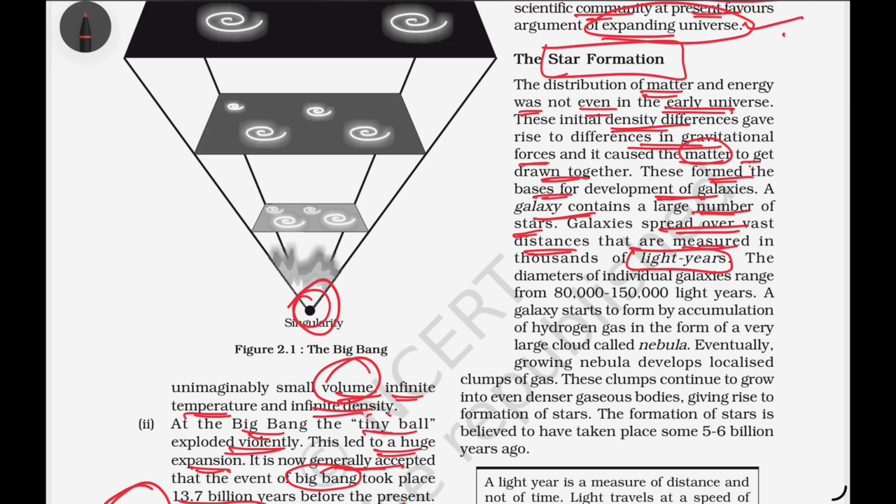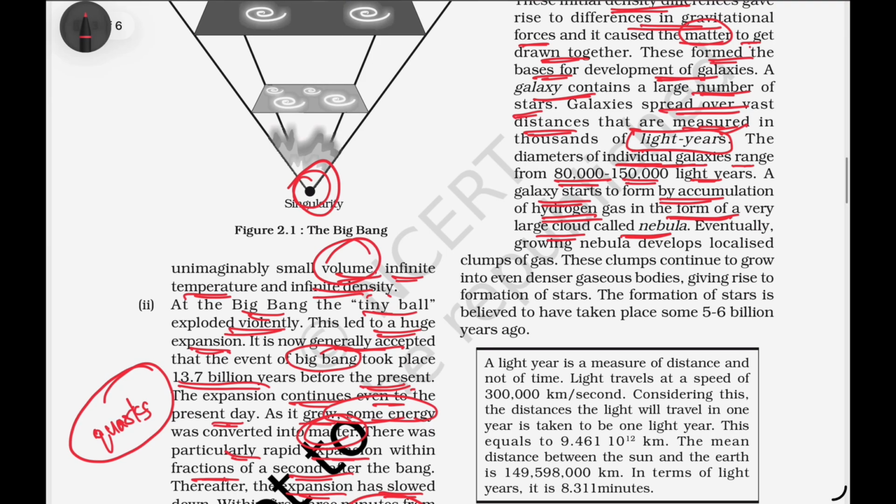So the distance between the galaxies is measured in light years. The diameter of individual galaxies ranges from 80,000 to 1,50,000 light years. A galaxy starts to form by the accumulation of hydrogen gas in the form of a very large cloud called the nebula. Eventually, the growing nebula develops localized clumps of gases. These clumps continue to grow into denser gaseous bodies, giving rise to the stars. That's what we have explained in the explanation part also. The formation of stars is believed to have happened 5 to 6 billion years ago.